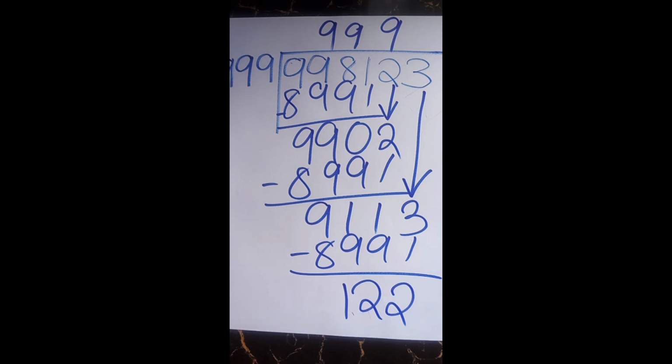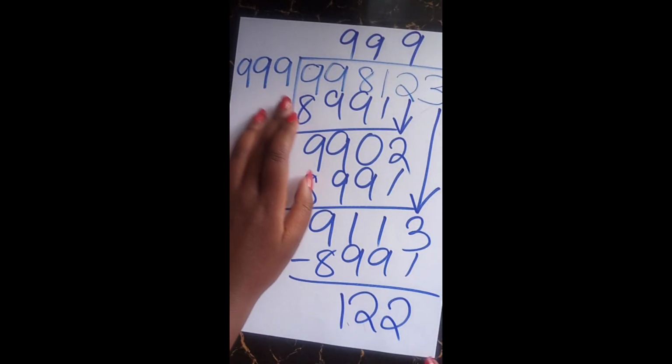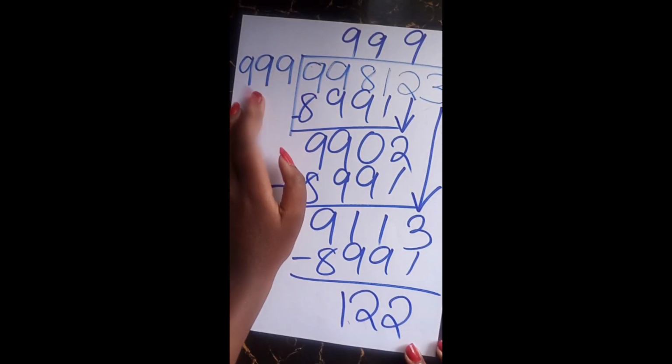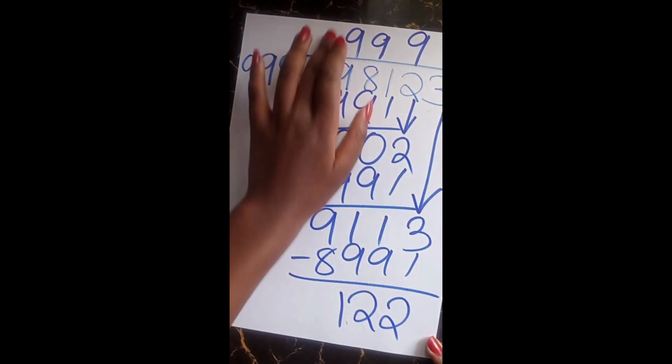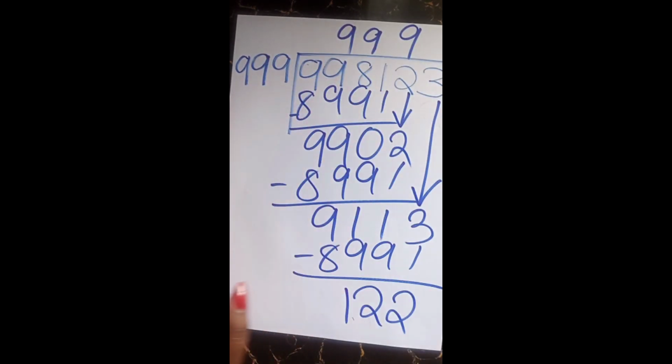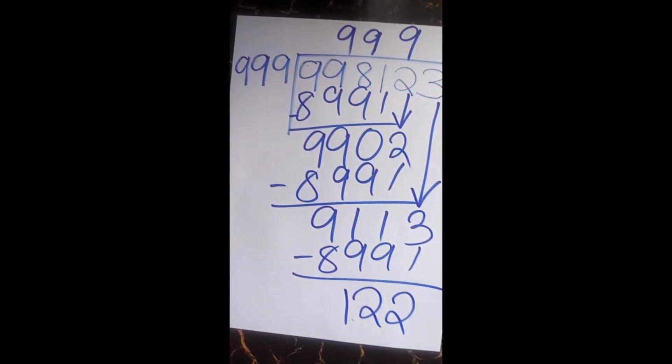Okay, this is what we call the divisor. This 999 here is what we call the divisor, what is being divided here. And this, the answer to our question, is what we call the quotient. So the quotient of this question is this 999. Okay, and here we have a remainder.